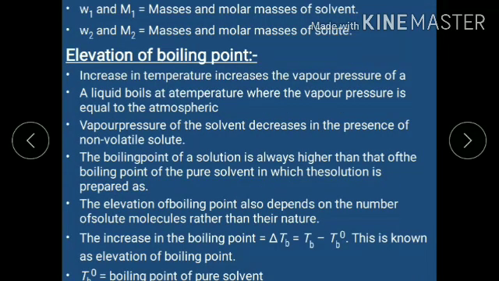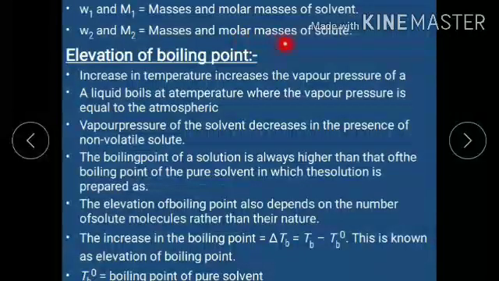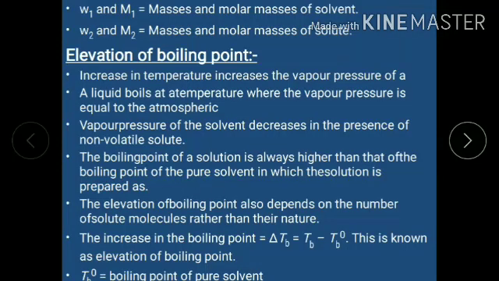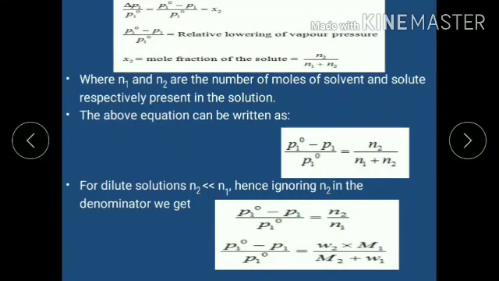M1 is the molecular mass of the solvent, and W2 is the mass and M2 the molar mass of the solute. Okay, now this is the first term that we studied. This is a very important term. You will get one question from this point in your exams.